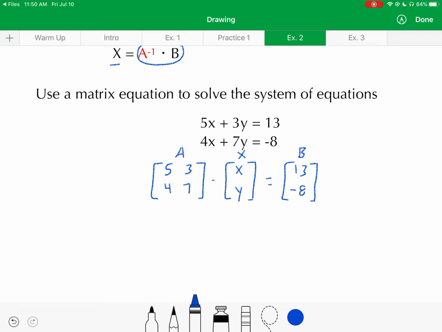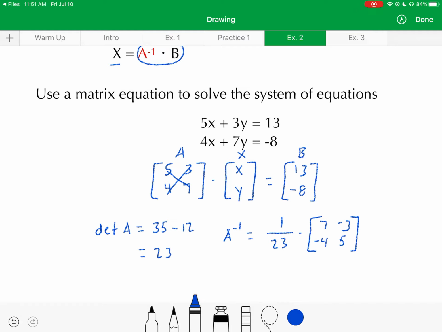So now we're going to find the inverse of matrix A, okay? Which means we need the determinant of that matrix. That's going to be 5 times 7, which is 35, subtracted by 3 times 4, which is 12. That's going to give us 23. And the inverse of matrix A would be 1 over that determinant of 23 multiplied by the following matrix: 7, -3, -4, and 5.